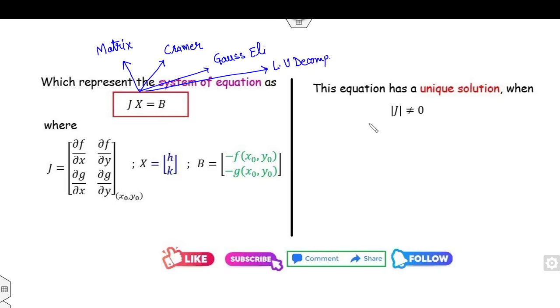I will explain what the matrix method is. We all know if Ax equals b, then the solution is x equals A inverse b.